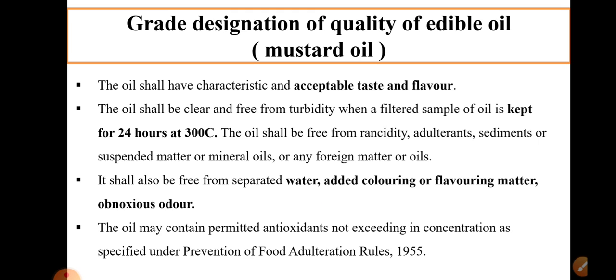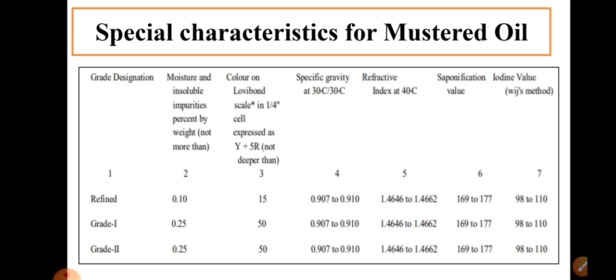Then it should be free from water, coloring matters, or flavoring matters, and its antioxidant levels should not exceed the Prevention of Food Adulteration Rules 1955. In short, it is also called PFA, Prevention of Food Adulteration Rules 1955. Then, what are the special characteristics required for mustard oil?